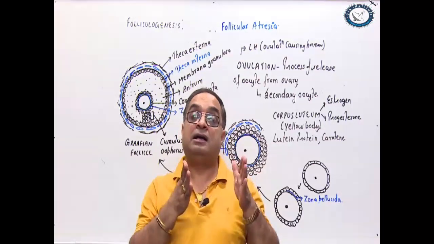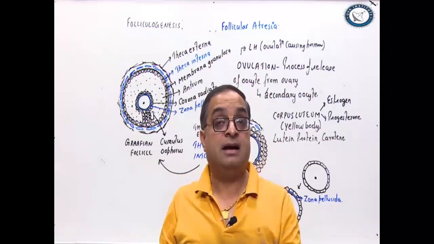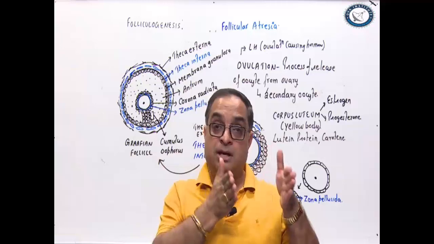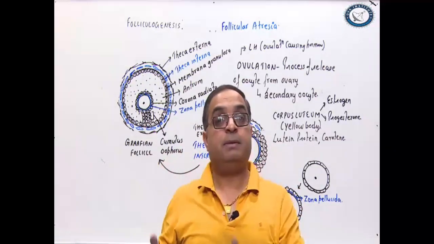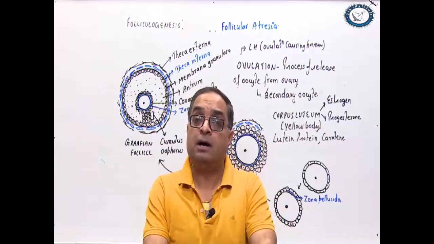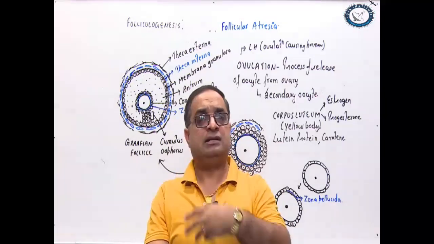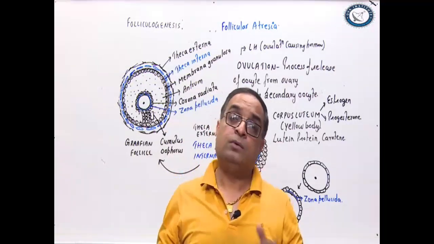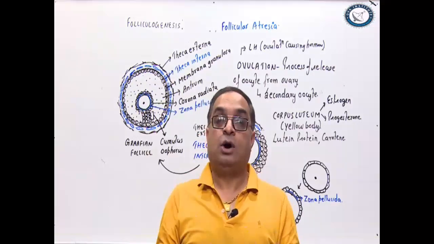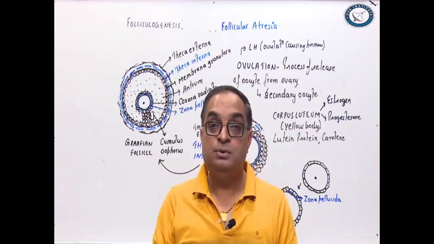A female has thousands and thousands of follicles in her ovary, but in her entire reproductive life, that is from menarche to menopause, from the beginning of menstrual cycle to the end of menstrual cycle, she can release only 400 to 450 ova from her ovaries, both the ovaries. Remaining all the oocytes or the follicles undergo degeneration. We will discuss it again when we discuss the menstrual cycle. So that's all about folliculogenesis. I hope the concept is clear to you now.